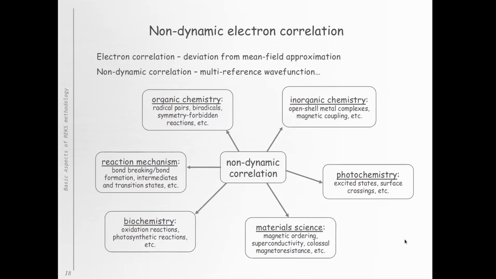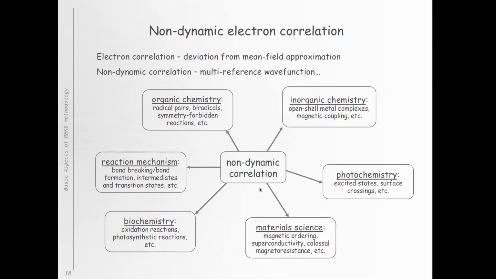I need to tell right away that electron correlation is not a phenomenon. The phenomenon is the electronic system. But electron correlation is a concept. It quantifies the difference between our approximate description of the system, which is usually based on mean field, and the exact description of the same electronic system. And there, the non-dynamic correlation can become very, very important.